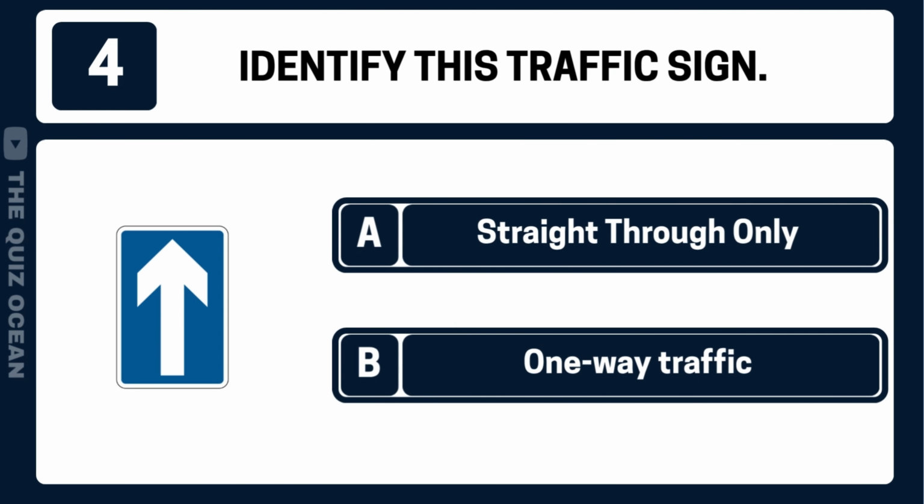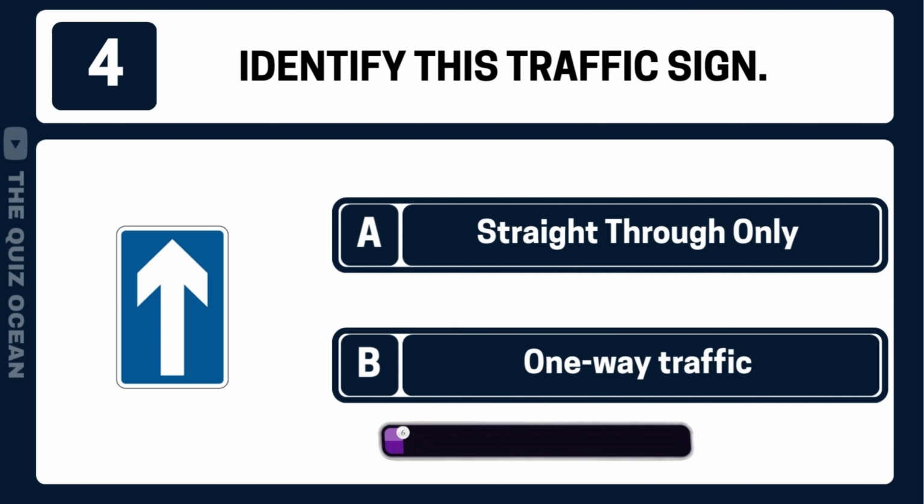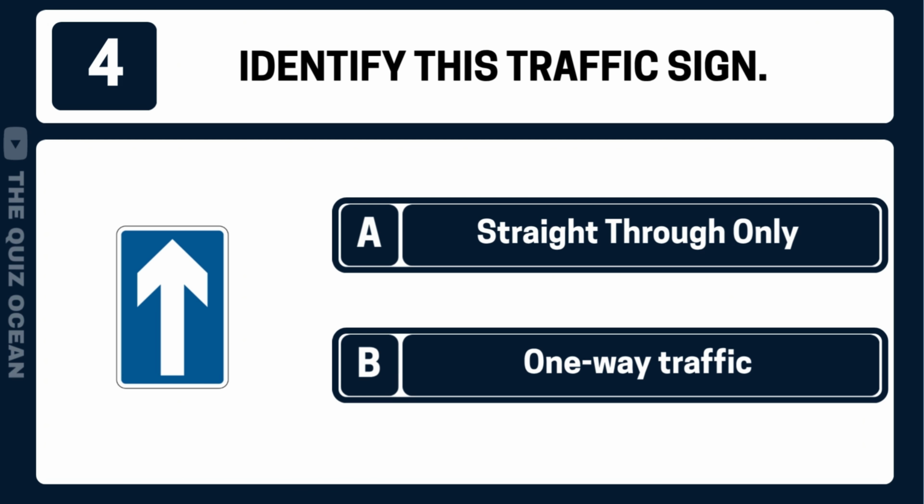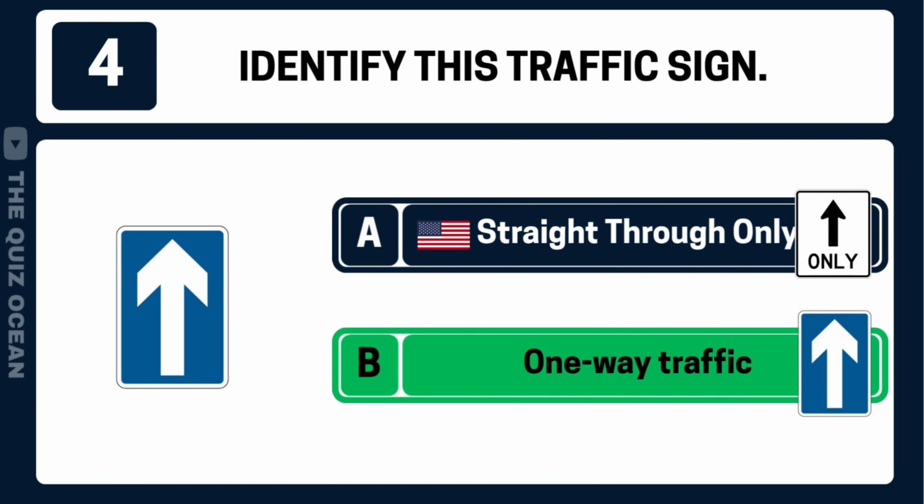Identify this traffic sign. A. Straight through only. B. One-way traffic. The answer is B. One-way traffic.